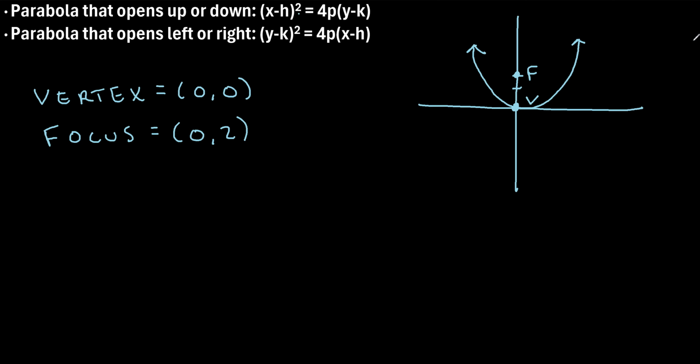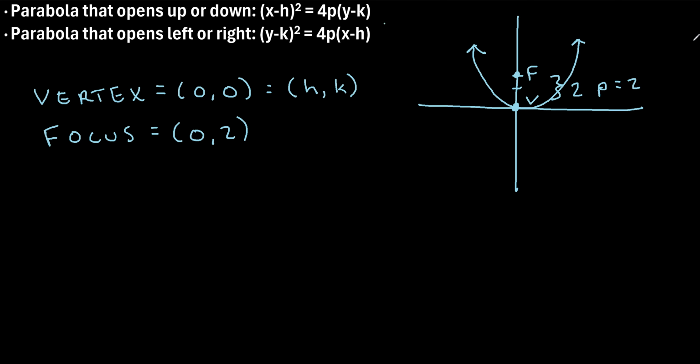(x minus h) squared is equal to 4p times (y minus k). So the vertex in this equation has coordinates (h, k). And p is the distance between the vertex and the focus. Or in other words, what do we need to add to the vertex to get to the focus? So in this particular example, we have to add 2 to go from the vertex to the focus. So p is equal to 2 in this case.